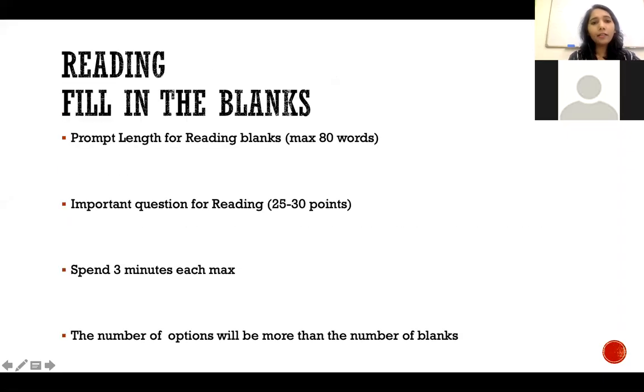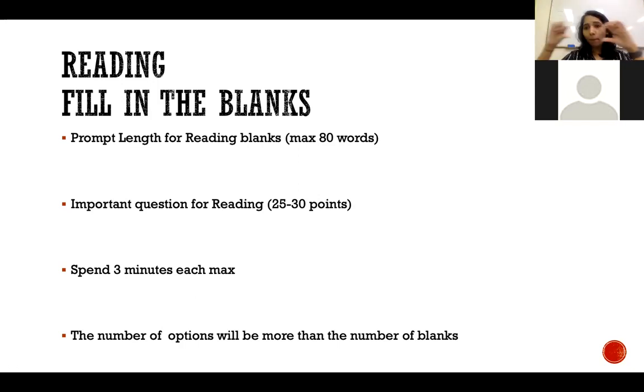So for your reading fill in the blanks, you'll have a reading passage, and this passage is going to contain blanks. So you're given a reading passage with blanks in between, and options to choose from. You have to fill in those blanks with the right word. The options for all those blanks are given to you down below. You have to choose from the options and drop it into the right blank. That's your job here. This is a very important question type for your reading. You'll be getting about 25 to 30 points towards your reading from this question type. So you'll be spending about 3 minutes maximum.